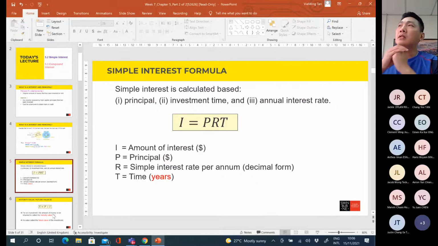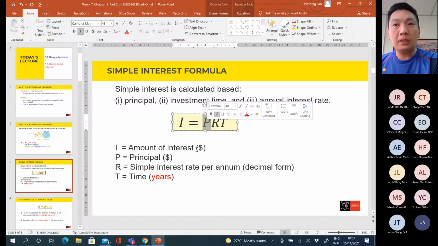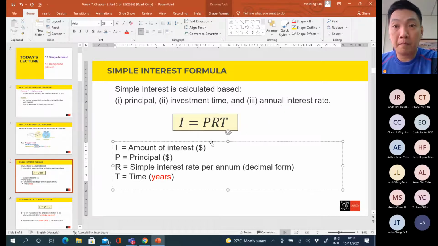Now you may ask, how do we calculate this interest? This interest calculation is based on 3 variables, or 3 factors. The first factor is principal. Principal means the initial investment or initial borrowing. The higher the principal, the more interest has to be paid by the borrower in future. So P has a positive relationship with I.